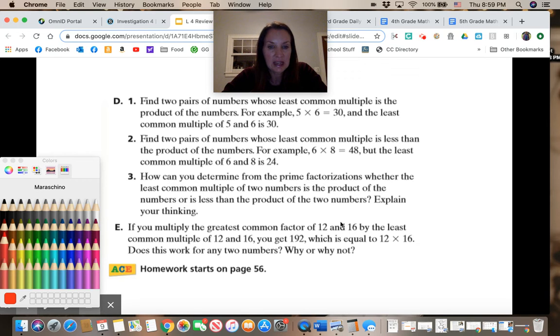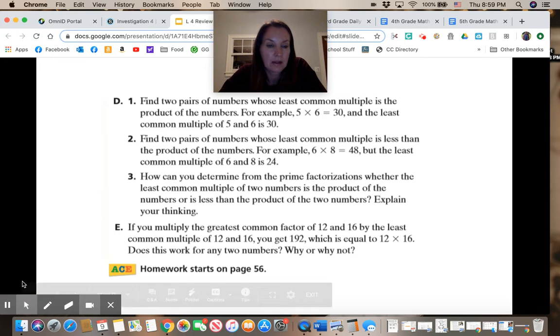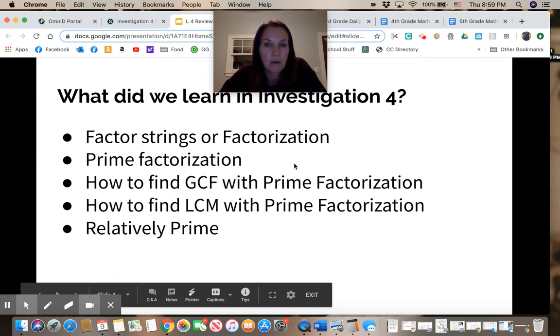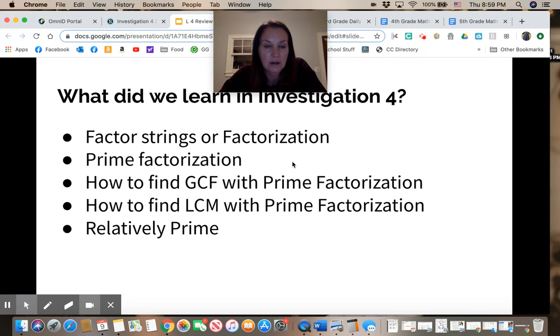In question E, does this work for any two numbers? This works for any two numbers, and you can prove it with the prime factorization. Okay, so we are going to move on to what we learned in Investigation 4. So these are the things we learned.